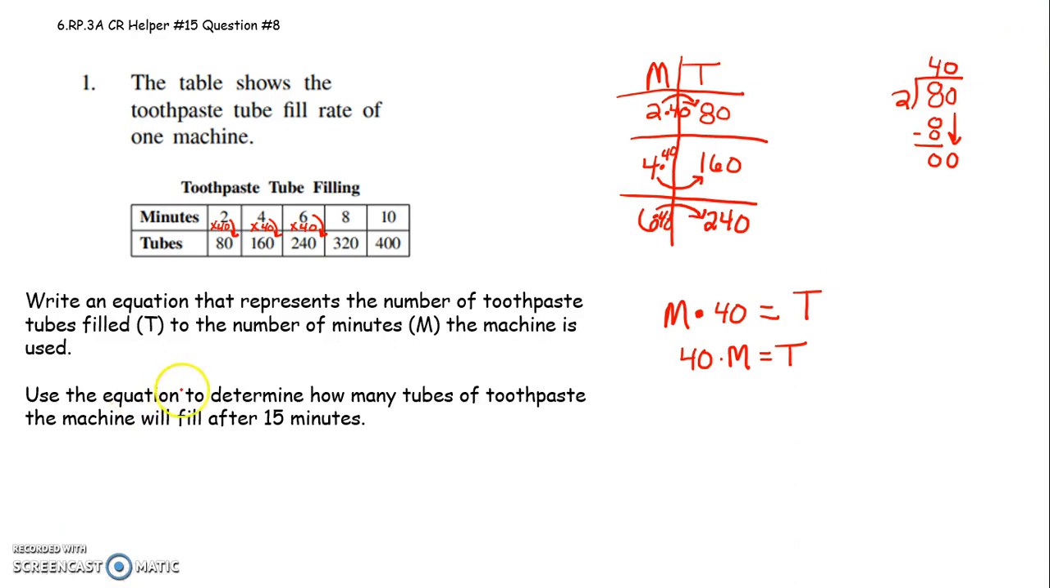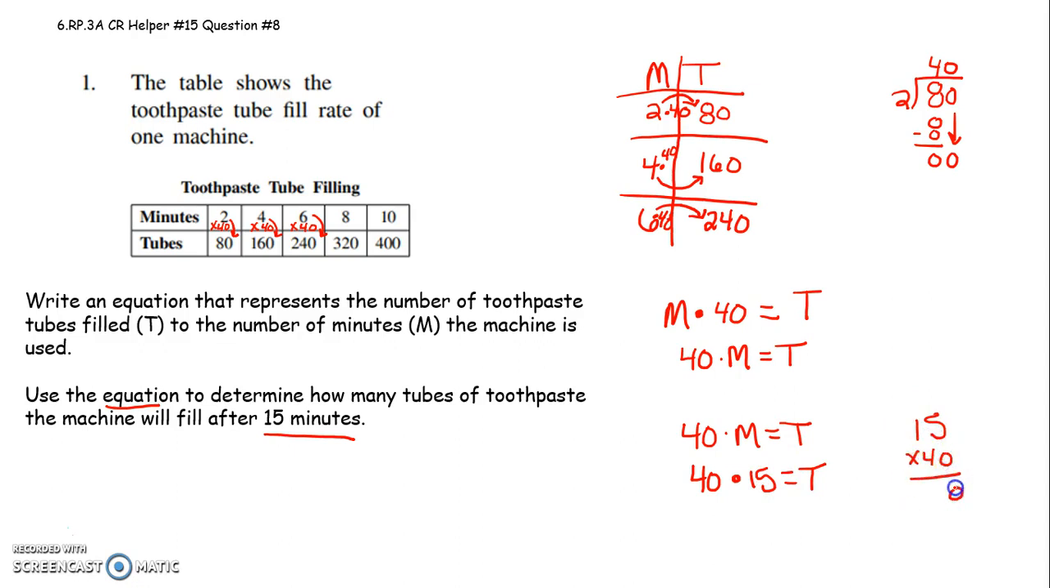All right, now we have to use the equation to determine how many tubes of toothpaste the machine can fill after 15 minutes. So I have my 40 times M equals T. I'm looking for the number of tubes filled after 15 minutes. So I have to do 40 times, in place of minutes, I'll put 15, and that'll give me how many tubes I can fill. So I do 15 times 40.